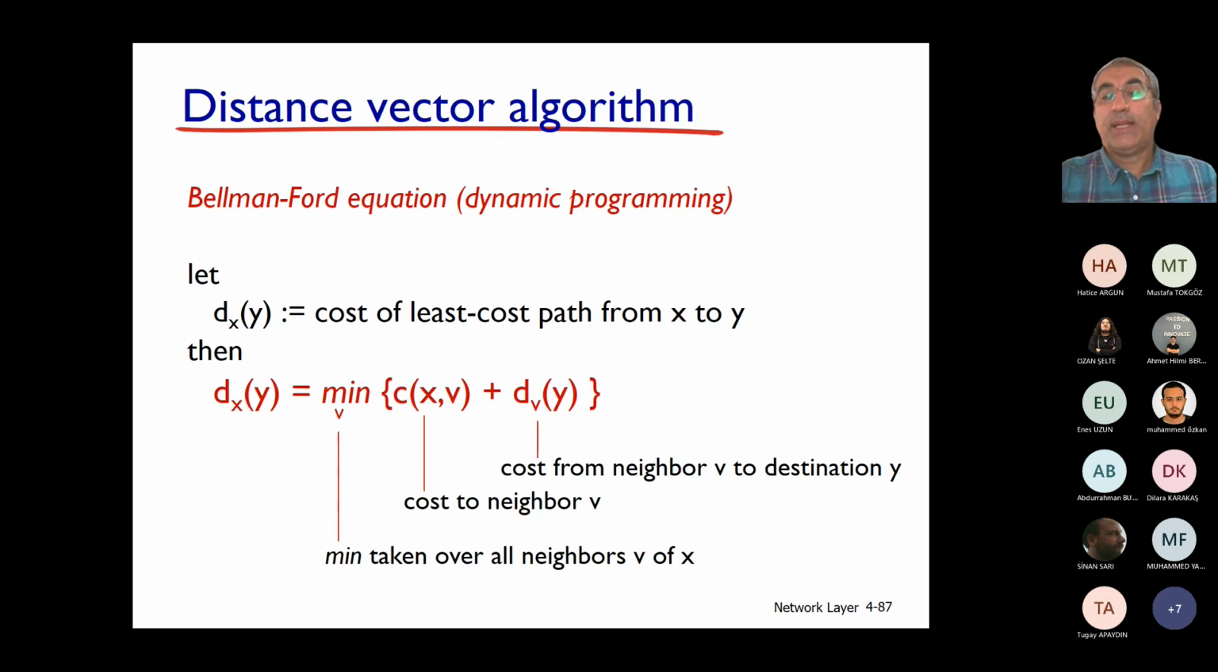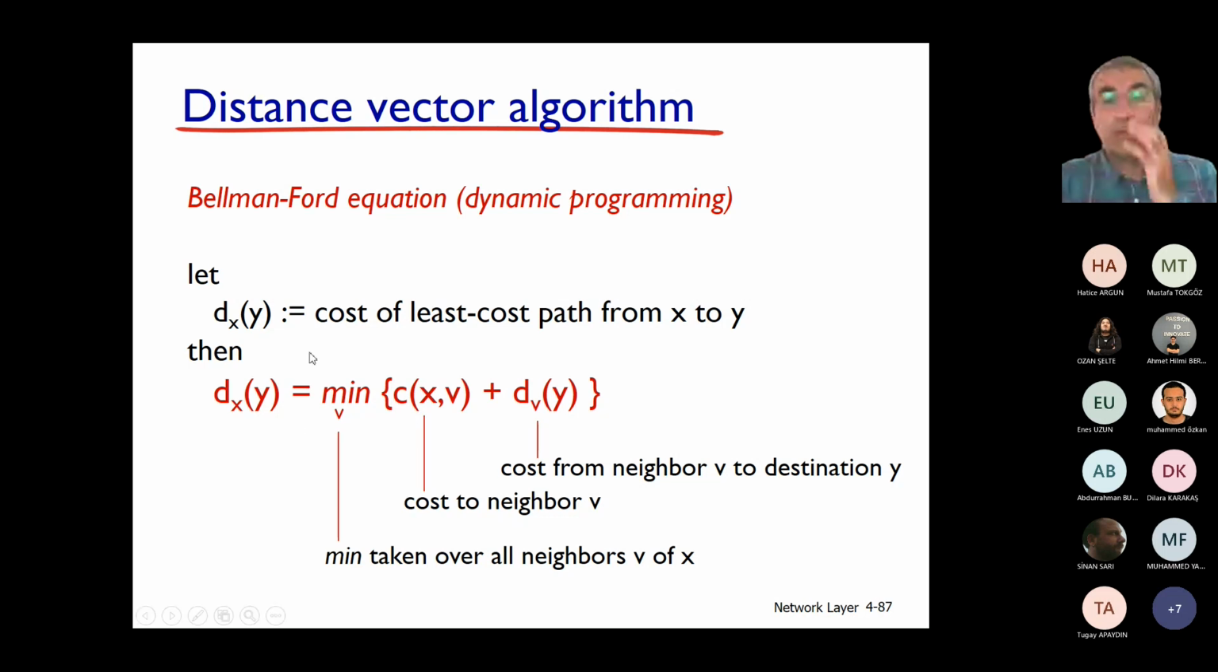So let's look at the distance vector algorithm. In this case, all the nodes don't necessarily have to know the whole network topology as well as the link costs. They just need to know their physically connected neighbors' information, as well as the neighbor-to-destination information. So this is called the distance vector algorithm, which is based on the Bellman-Ford equation.